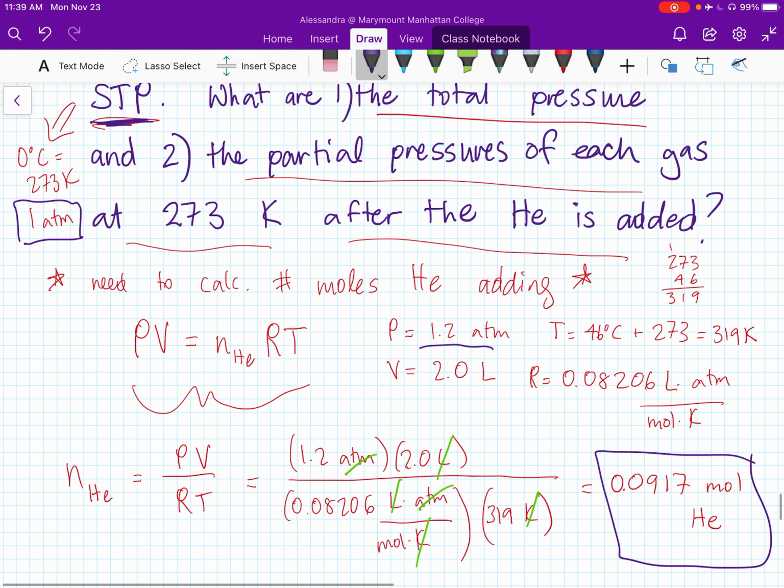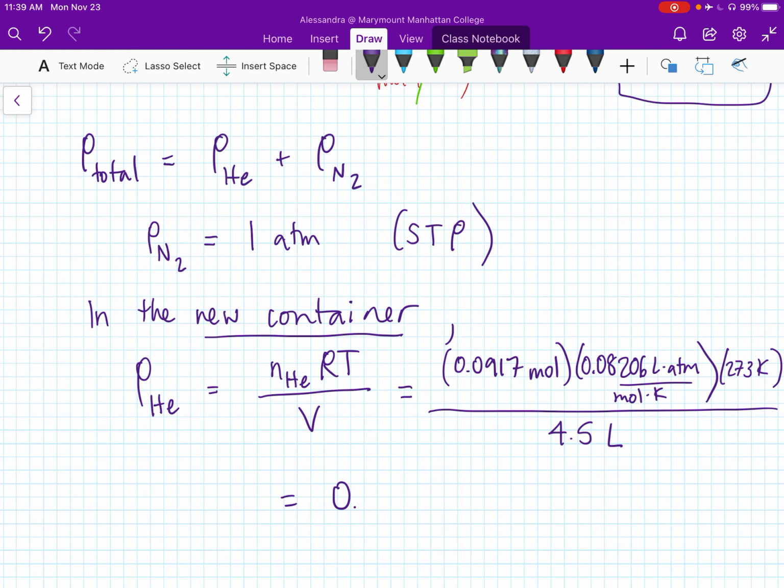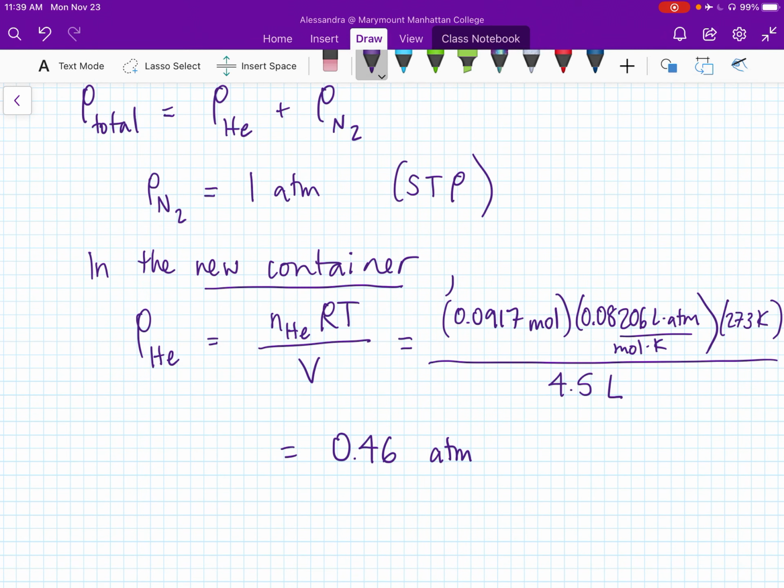Now, they told me that the new container is going to be at 273 Kelvin. So that is the value that you want to put in here, 273 Kelvin. This applies to the new container. The volume of the new container is 4.5 liters. So doing all of that gives me a pressure of helium of 0.46 atmospheres. Now, these are actually partial pressures, right? Because nitrogen and helium are a mixture of gases. The nitrogen exerts a pressure of 1 atmosphere, and the helium exerts a partial pressure of 0.46 atmospheres.